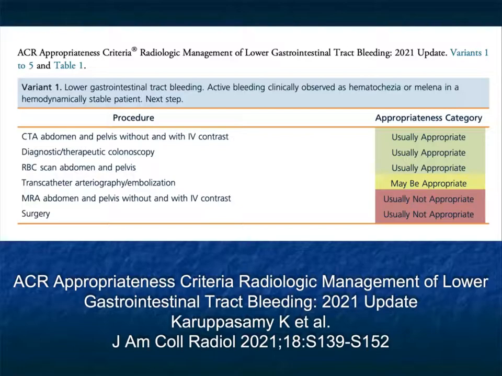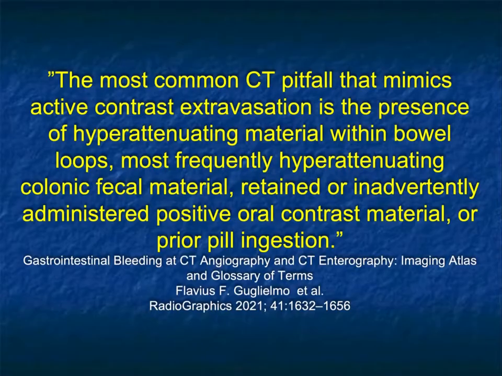That will make the colonoscopy more valuable as well. Variant number 1, lower GI tract bleeding, active bleeding observed clinically. What's the next step? Again, CTA, diagnostic colonoscopy, nuke studies are all usually appropriate. But again, usually appropriate, what does that mean? Well, it means that you do a CTA.